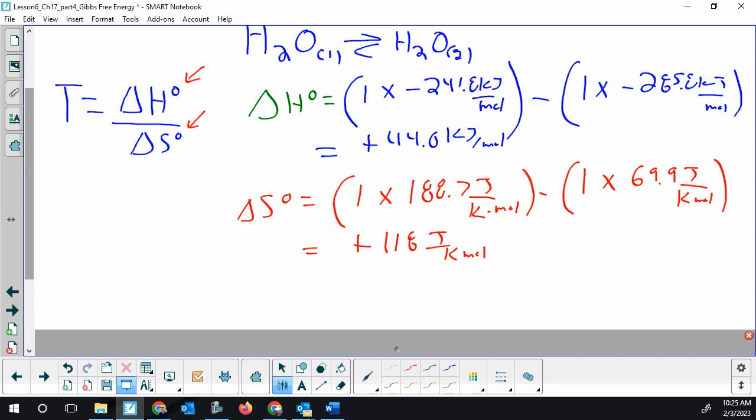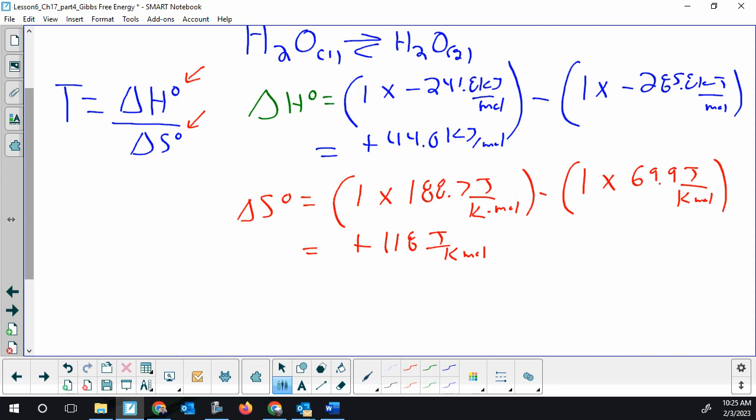So now we've got our two numbers. We don't do the math right away. We think about what box we're in. Should we bother doing the math? We have a positive and a positive. So yes, we're going to need the math. We're at 2 pluses, so when we do this ratio, we're going to get a positive temperature. So we're going to get a meaningful temperature, 2 pluses.